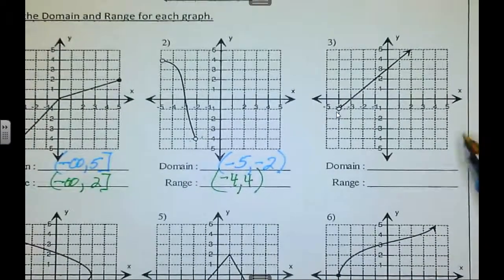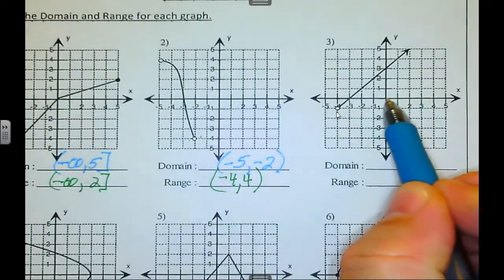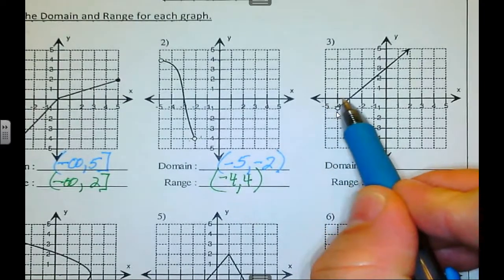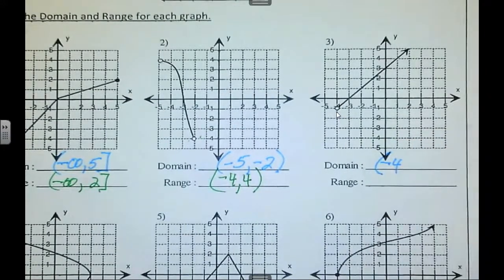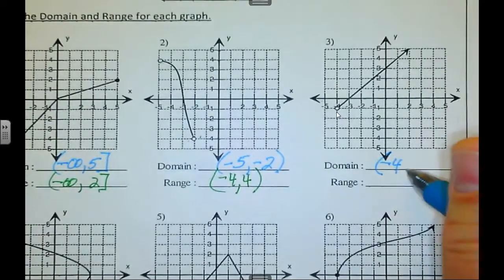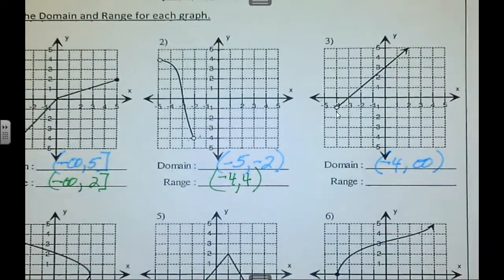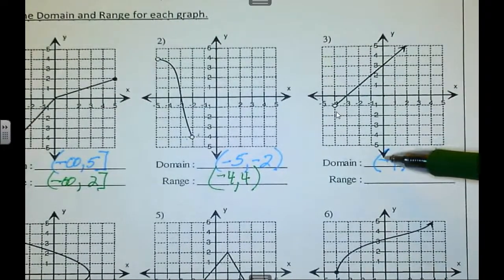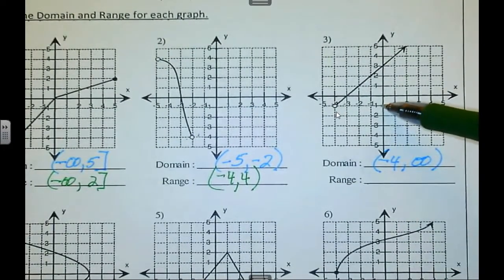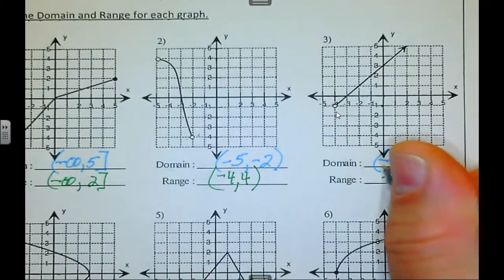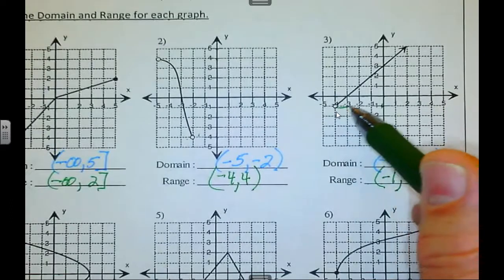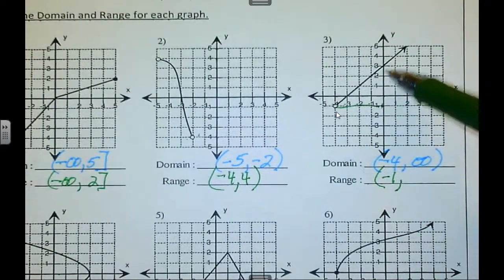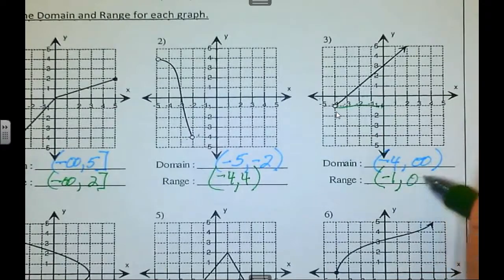Okay, number 3. The least x value is -4 as an open circle, so it's a parenthesis. The largest x value goes on to infinity, and infinity always gets parentheses. The least y value is -1 with an open circle, so it's a parenthesis because that's the least y value. And then it goes up to infinity.